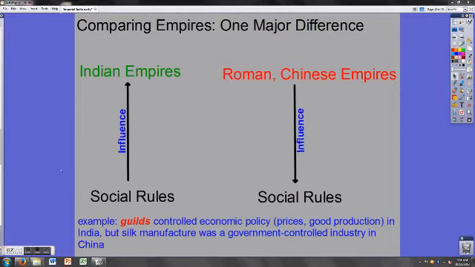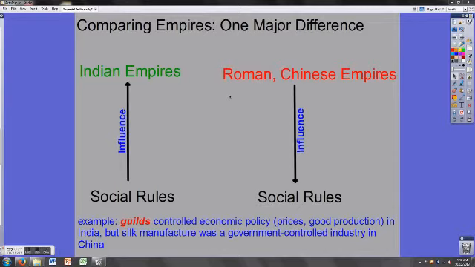Alright, so let's do some comparative empire study here, because the AP exam loves to ask about these three. The Gupta Empire in India, the Roman Empire obviously in the Mediterranean, and the Han Empire, Han Dynasty in China. You'll almost certainly see a question that asks you to compare those three empires, whether it's an FRQ or more likely one or a set of multiple choice questions.